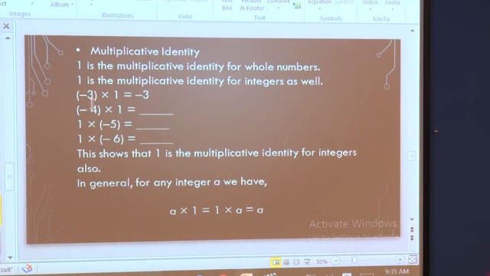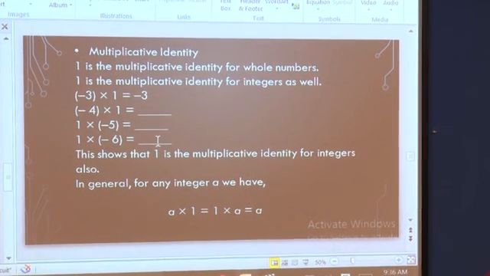So, here minus 3 into 1. What will be the answer? Yes, you will get an integer. Here also minus 4 into 1 is minus 4. Next example, I had taken 1 first, then multiplied it with a negative integer. So, 1 multiplied by a negative integer, what will be the answer? Not 1, because we have learned that when it is multiplied with 1, we get the same whole number or integer. So, here it is minus 5. Again similarly, 1 multiplied by minus 6 is minus 6.